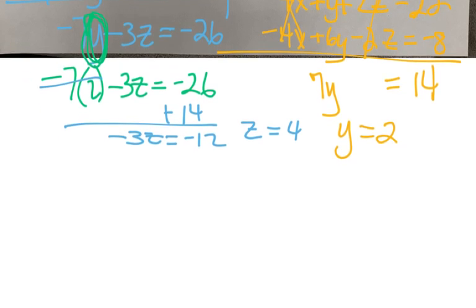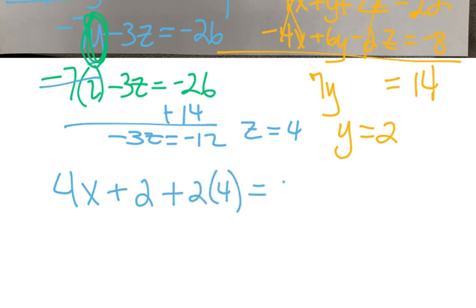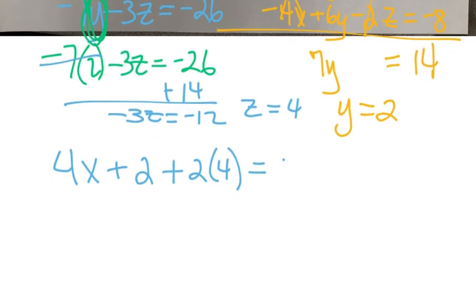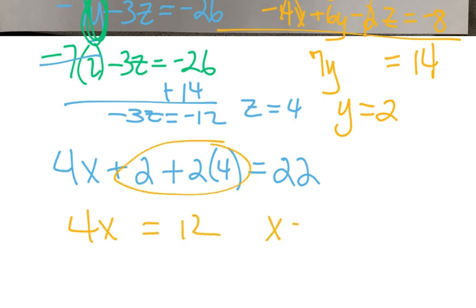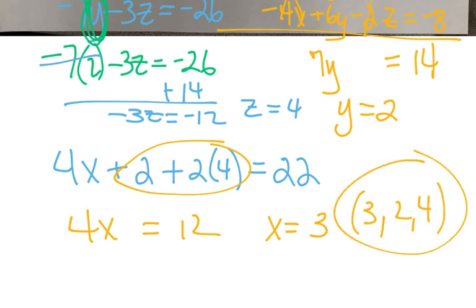So 4x plus y, using the top equation. Well, y is 2, plus 2z. Well, z is 4, equals, I think it's 22, isn't it? 22. And if I solve for x, you're going to get 10 here, so subtract 10 across. 4x is 12, so x is 3. So I've got 3, 2, 4. There's my ordered triple. All right. Good luck.